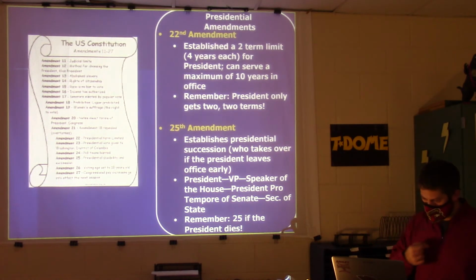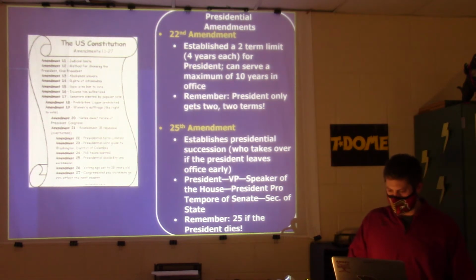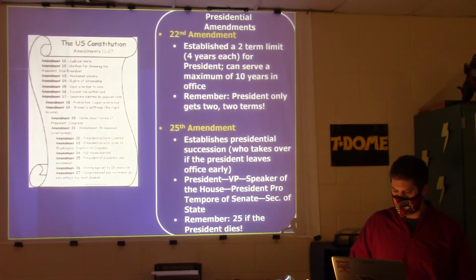All right, so presidential amendments. We have the 22nd Amendment. This established a 2-term limit, 4 years for each term. But check this out, they can serve a maximum of 10 years in office. Now, how is that possible?